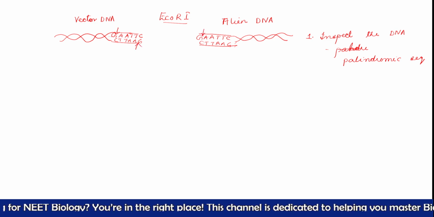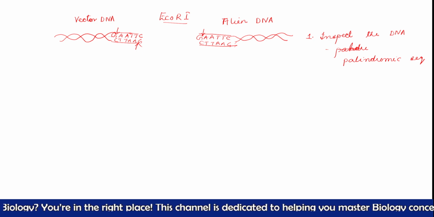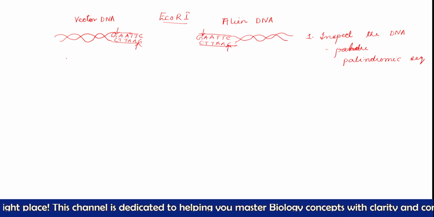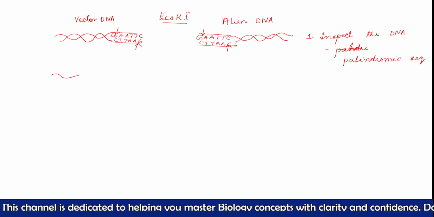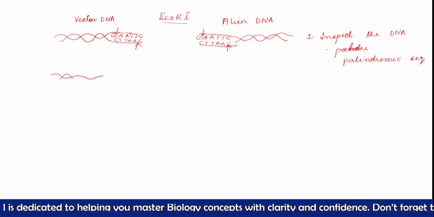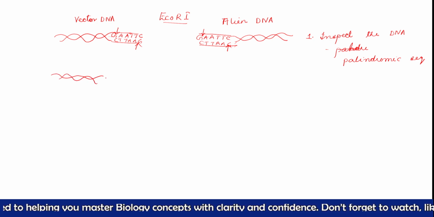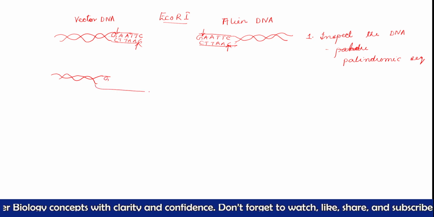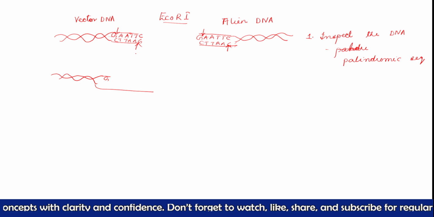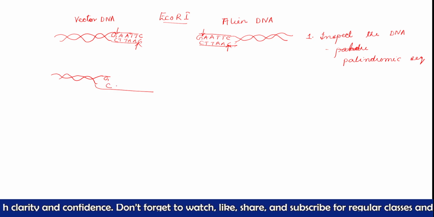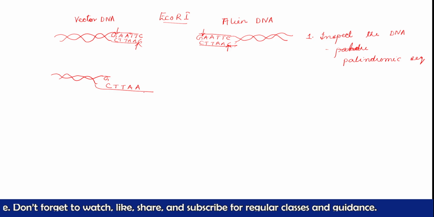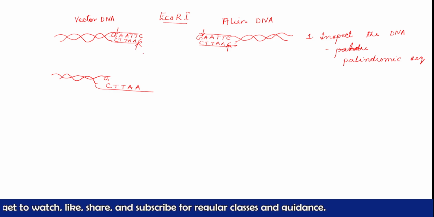Here also between guanine and adenine. Here between guanine and adenine they cut. So after the action of the restriction enzyme, we will get the sticky end. Okay, sticky end, one side only the guanine present, the other side you can see cytosine CTTAA. There is no G because here only they cut.